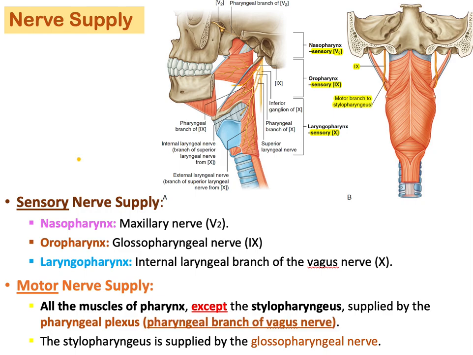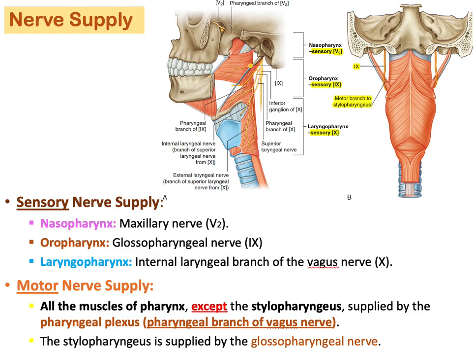Innervation of the pharynx, which is pretty easy. We can divide it into sensory nerve supply, that means the sensation from the pharynx, and the motor nerve supply, which is the nerves that innervate the muscle in order to contract and so forth. So, the pharynx has three parts. In order to memorize the nerves that carry sensations from the different parts of the pharynx, I would remind you with this.